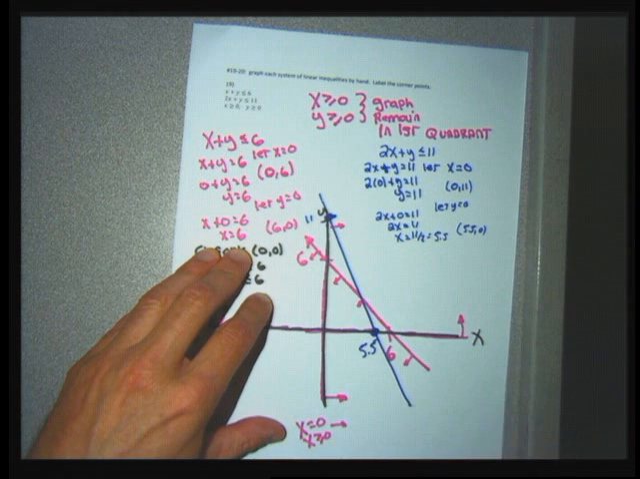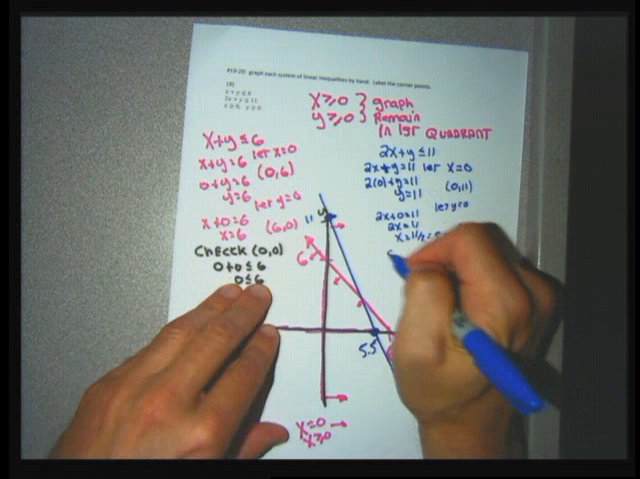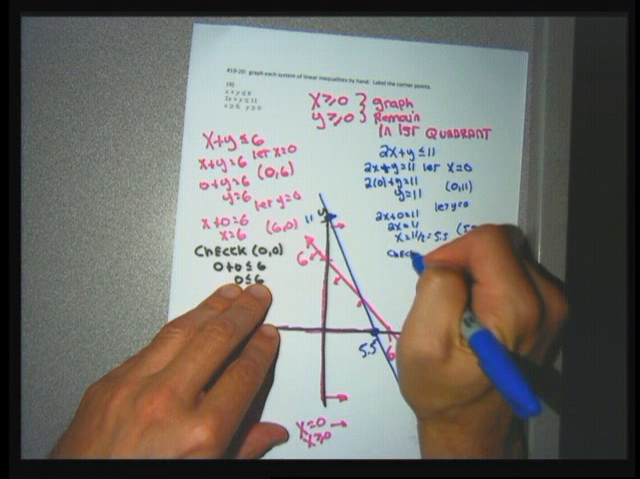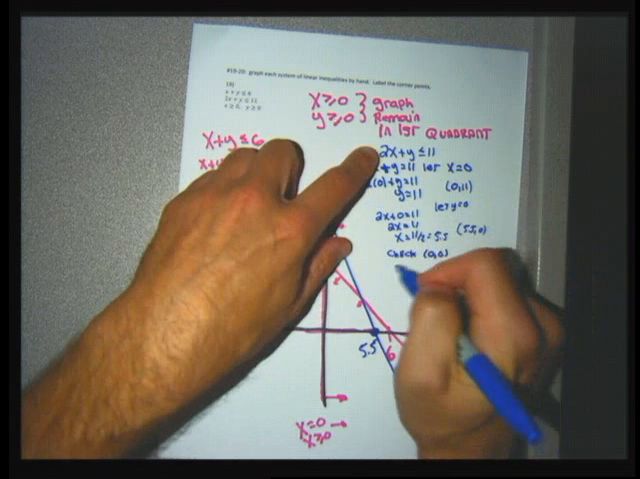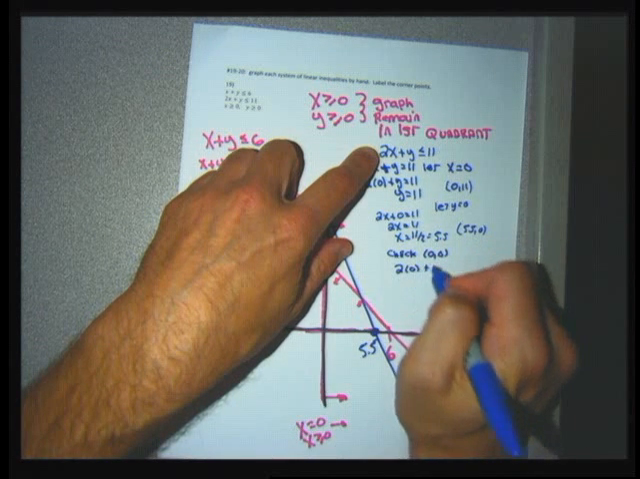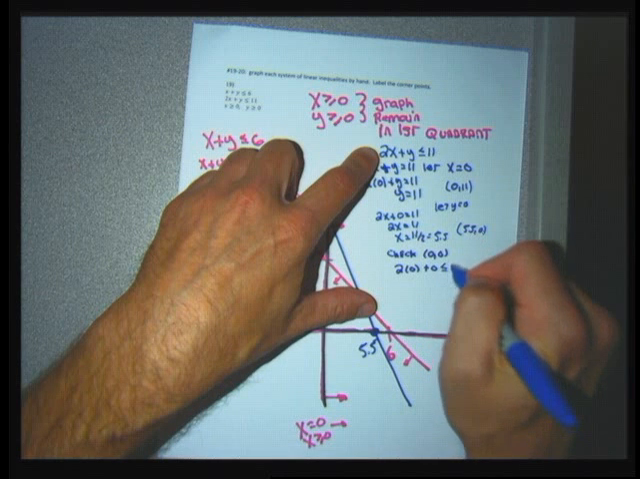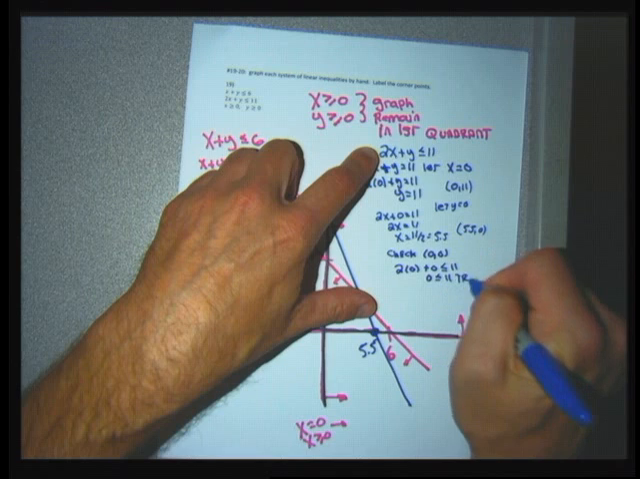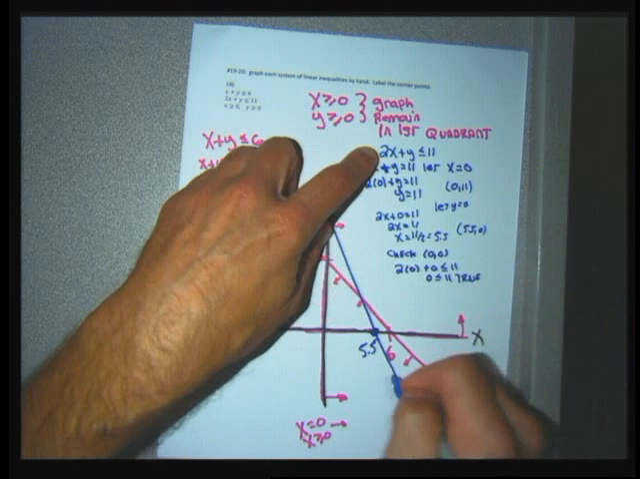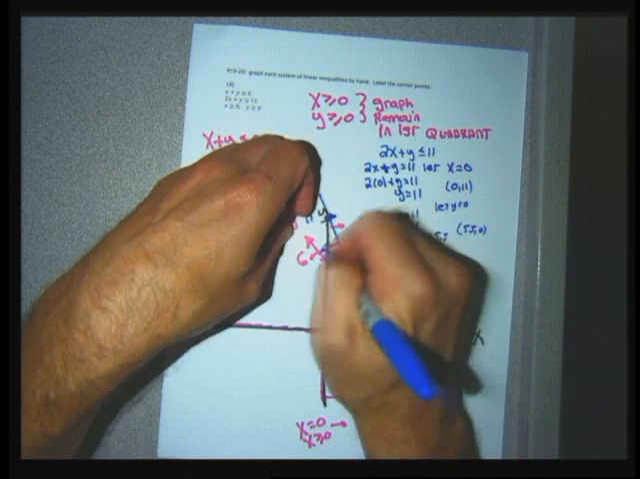I'm going to figure out which way to shade it. And again, I'm going to check the 0, 0 to see if I get a true statement or not. Go to the original problem. 2 times 0 plus 0 is less than or equal to 11. This gives me 0 is less than or equal to 11. Because that's true, my shading needs to cover up or go towards the 0, 0.